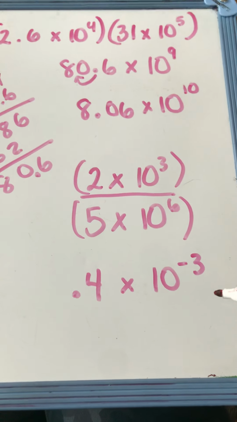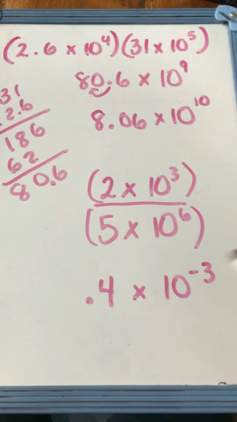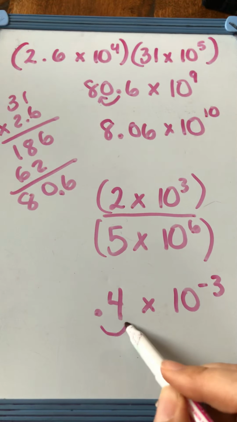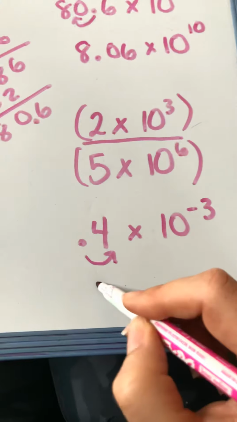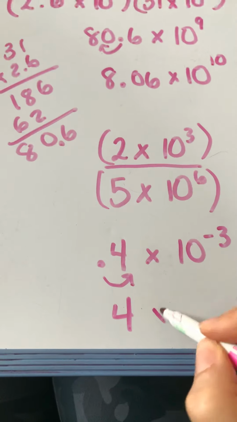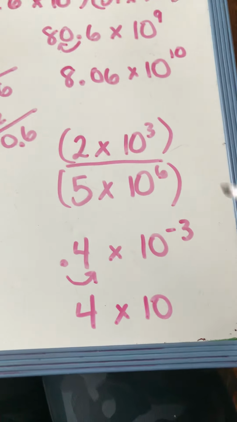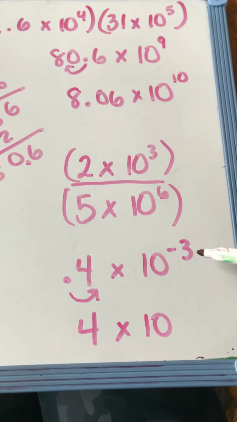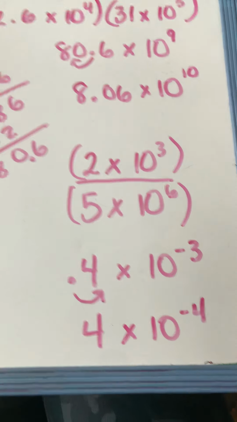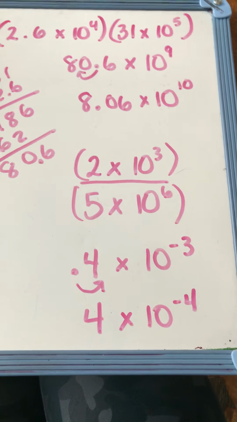But look at my answer here. It's not in scientific notation. This first number is not a number between 1 and 10. I actually have to move my decimal backwards 1. So if I move it over 1, now it becomes 4. 4 is a number between 1 and 10. But now I got to actually subtract 1 from my exponent. I move the decimal one place, I'm going to subtract 1. So it'd become 10 to the negative 4th.